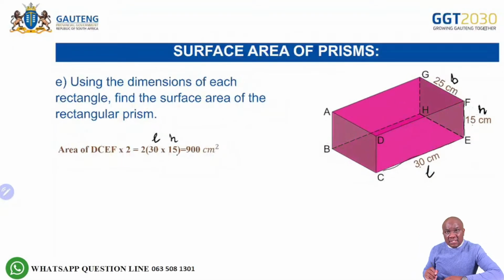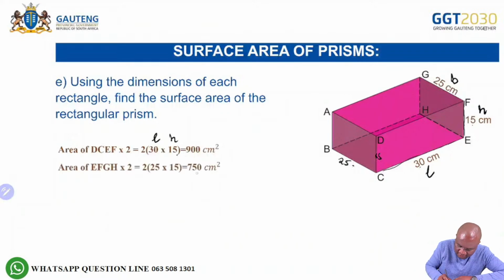Right, again, ABCD is a rectangle. So the length of this rectangle, which is the breadth of the prism, is 25. Okay, remember we talked about this, 25 centimeters. And then the breadth of the rectangle, which is the height of the prism, in this case is 15. So we say 25 times 15, then times 2, because we have two congruent rectangles like that. So it's 2 times 25 times 15, which you get 750 square centimeters. So this is the breadth of the prism, then this is the height of the prism.